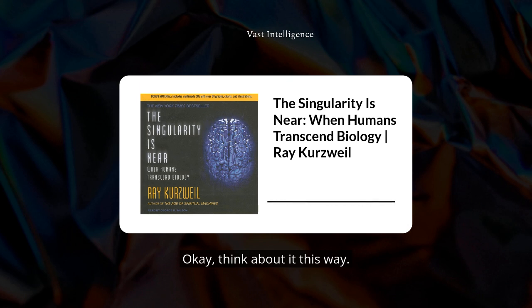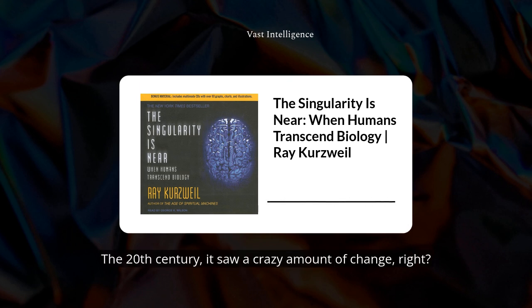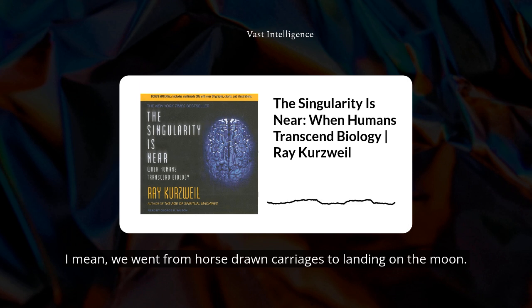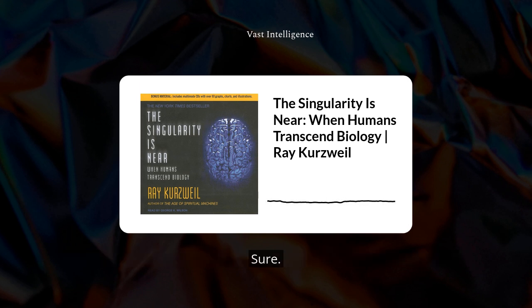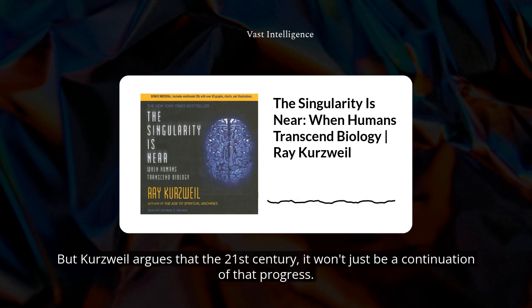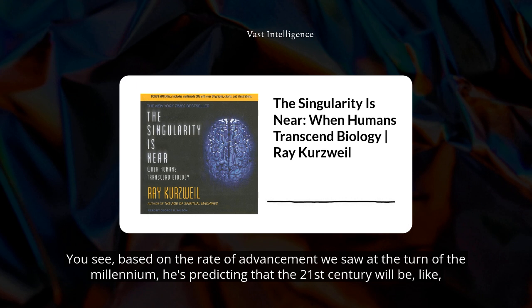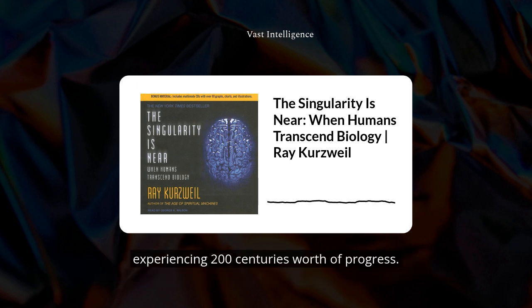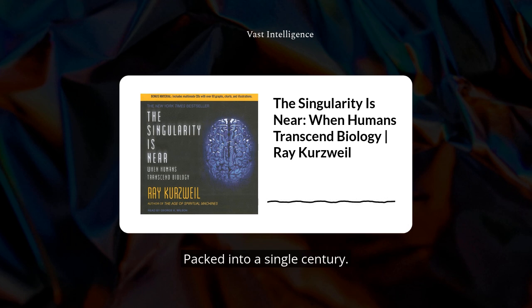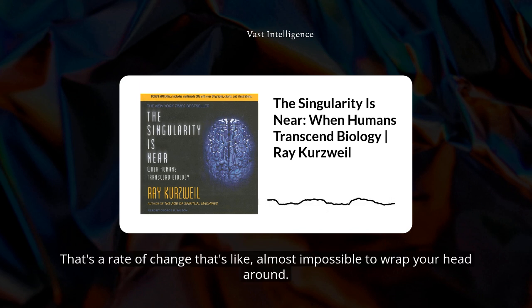Okay, think about it this way. The 20th century saw a crazy amount of change, right? I mean, we went from horse-drawn carriages to landing on the moon. For sure. But Kurzweil argues that the 21st century won't just be a continuation of that progress. Based on the rate of advancement we saw at the turn of the millennium, he's predicting that the 21st century will be like experiencing 200 centuries worth of progress packed into a single century. 200 centuries of progress in 100 years? That's a rate of change that's almost impossible to wrap your head around.